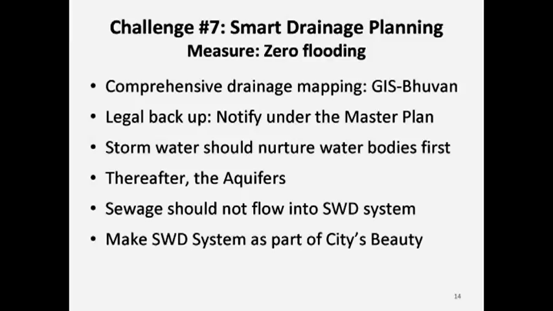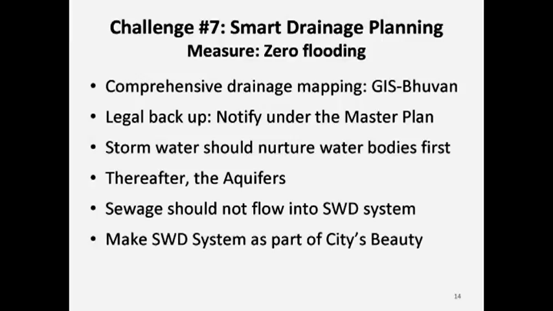See, storm water should nurture the water bodies. Allow stormwater to flow well by using GIS maps to identify the natural water courses, and notify those under the master plan to be protected. Then see that the rainwater flows into the surface water bodies, not to subsoil water immediately. First, it must go to the surface water bodies like rivulets and lakes and ponds, which itself will recharge the aquifers. In case there is surplus thereafter, that can go underground, but not the other way around. Sewage system should not flow into the storm water system at all, and we should have separate sewage.